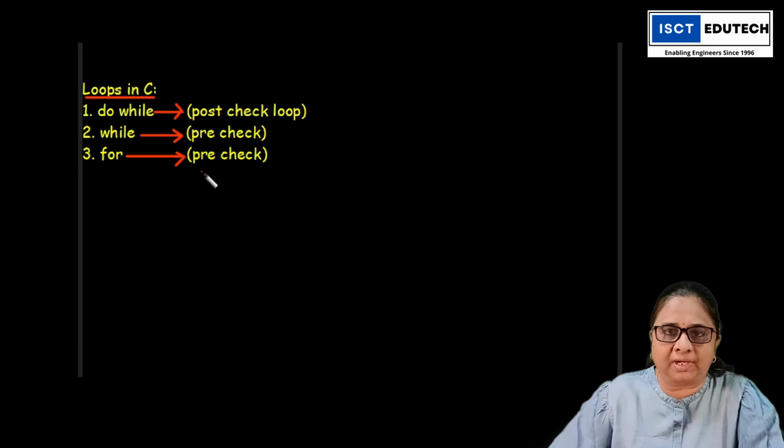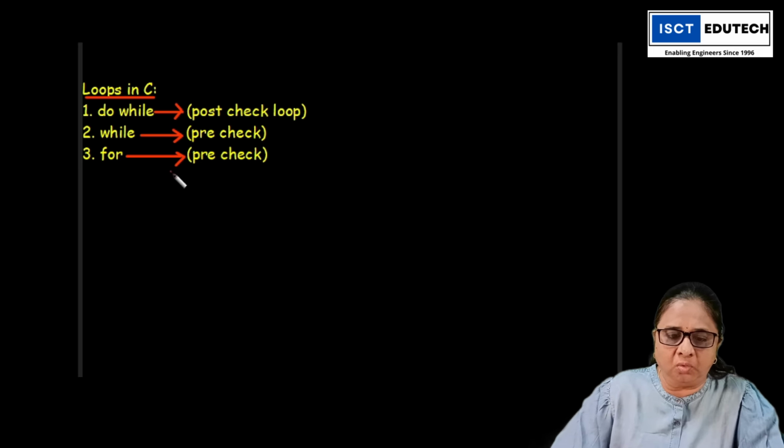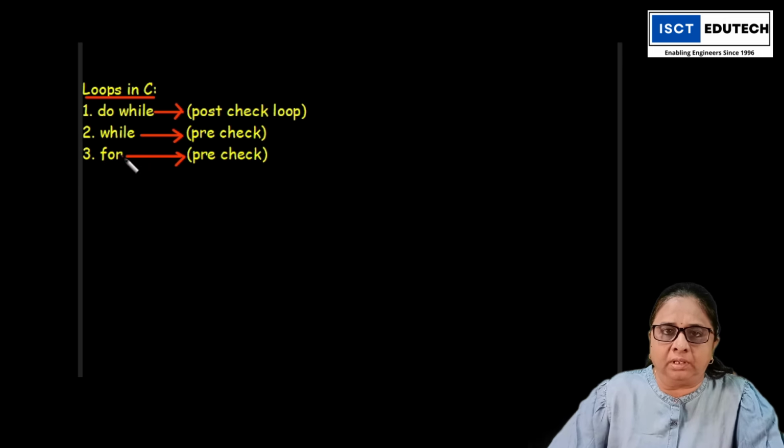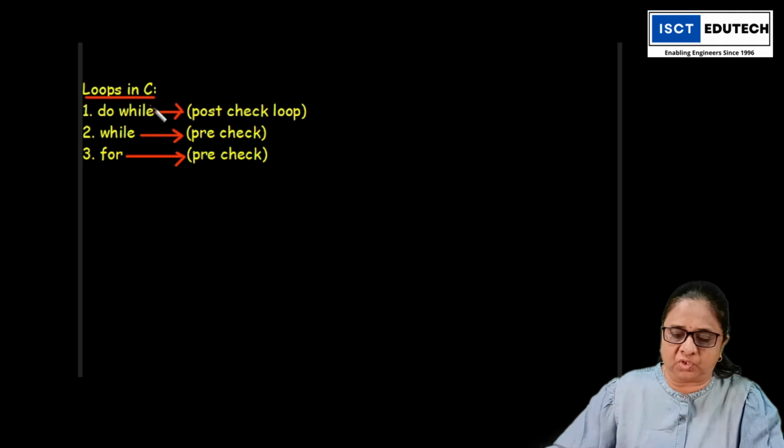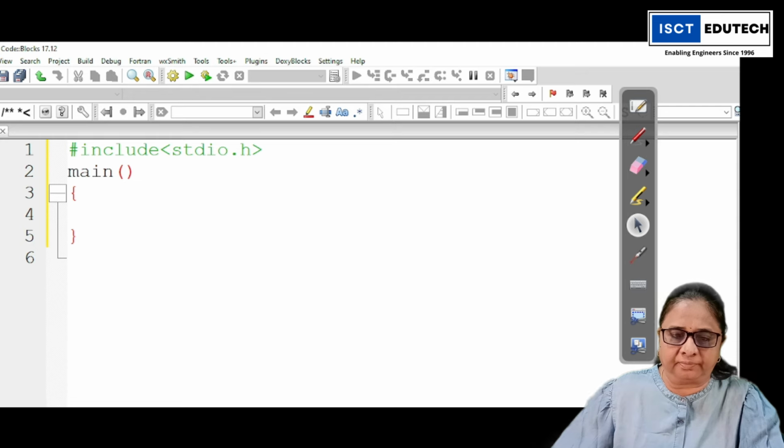We now saw how to write the pre-check and the post-check loop example. We will convert them into C language. Now, when we write a loop in C language, there are 3 types of loops: the do while, the while, and the for. Out of this, do while is the post-check and the remaining 2 are your pre-check. So now we will just look at only the do while and the while loop. We'll start with the first one, do while, that is a post-check. Let's convert our post-check flowchart into a C program.